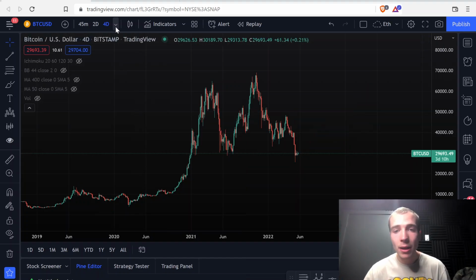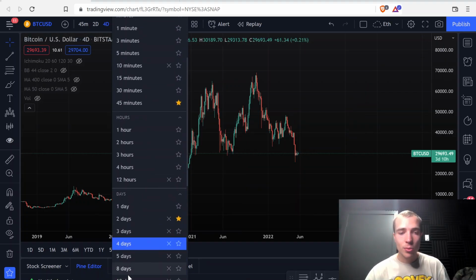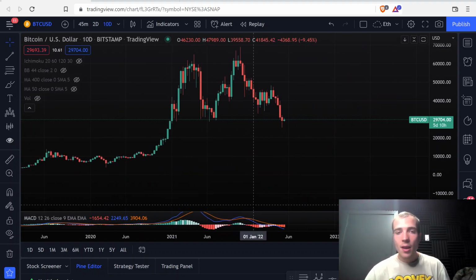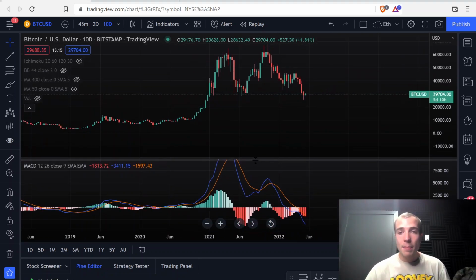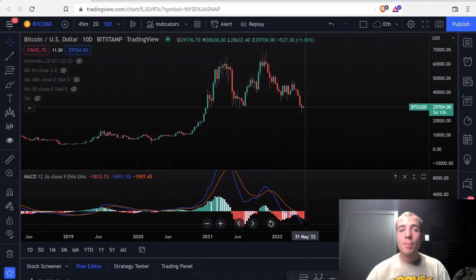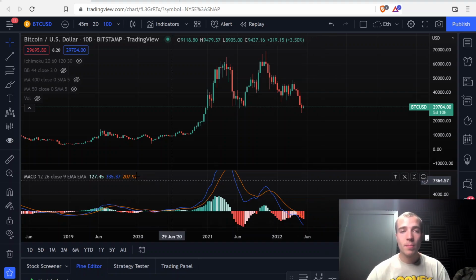So I'm going to remove all my drawing tools and switch to the 10-day time frame here, and we're going to double click, and this will bring the MACD up on the chart. Now, if you look on the 10-day time frame, you can see that this MACD is what's called oversold.